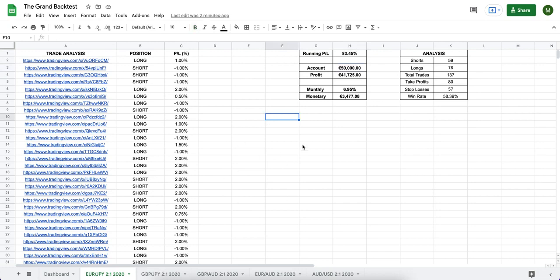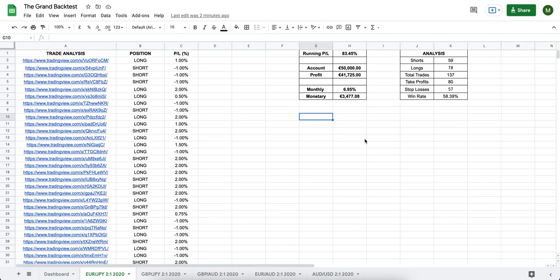Euro Japanese yen. To summarize the whole year, the whole year ended with 83.45% of profit. So that's a pretty high percentage from just one currency pair. But to be honest, EJ is one of my favorite currency pairs to trade, so I knew that the number would be high because I used to trade EJ all the time.